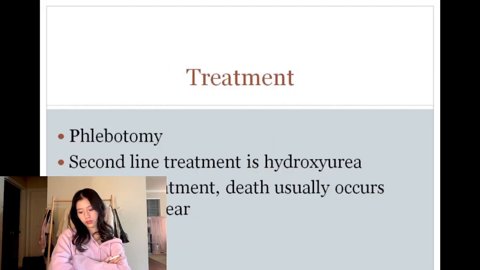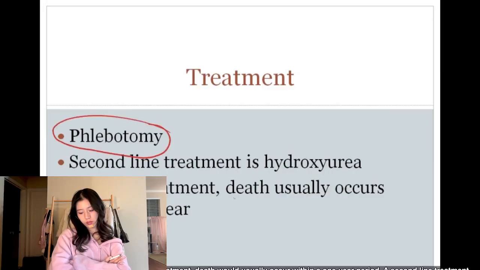The treatment of polycythemia vera is to decrease the red blood cell mass, and we do that by phlebotomy. Without treatment, death would usually occur within a 1-year period. A second-line treatment is hydroxyurea.